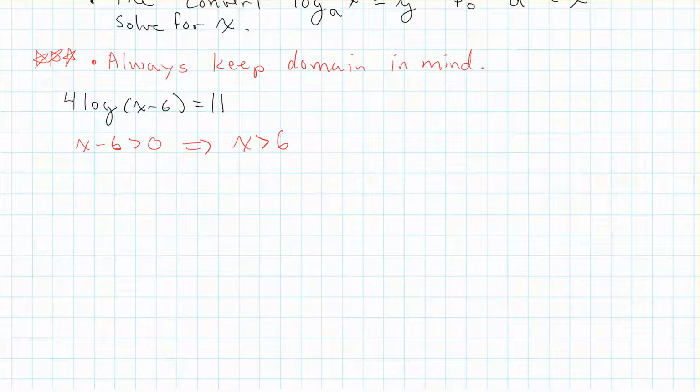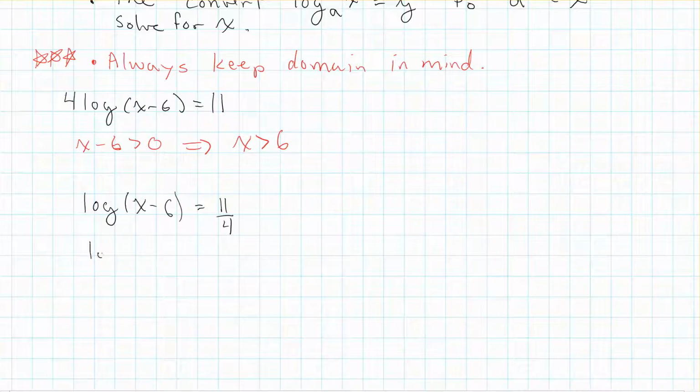What I would do instead is divide both sides by 4. So you'd have log of x minus 6 is equal to 11 divided by 4, which I can write as an exact decimal, or a terminating decimal number is maybe a better way of saying it. This would be 2.75.